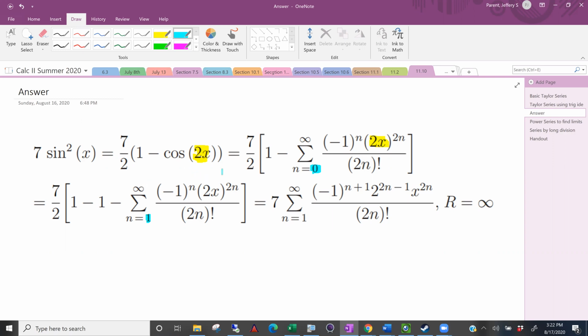We got the 7/2, the 2 1s are going to cancel out. And now we're going to do something else kind of sneaky. Let's do it here in green. This is like a -1. So how can I get rid of that? Well, I can bring it inside the parentheses, and instead of a negative and then -1 to the n, I can make that -1 to the n plus 1. And then we got the 2n factorial.